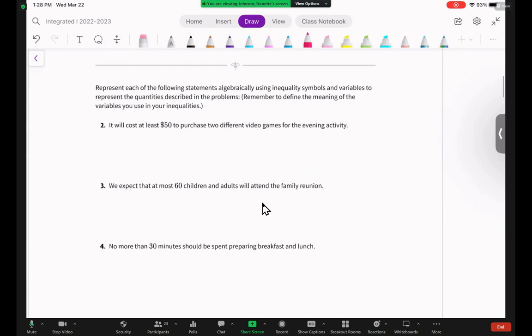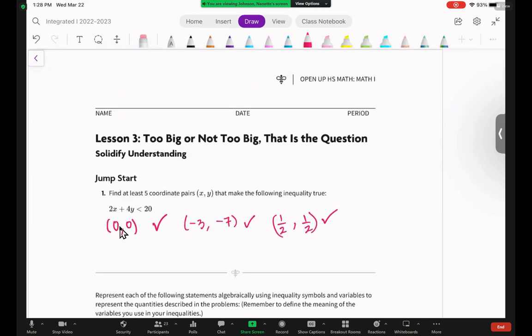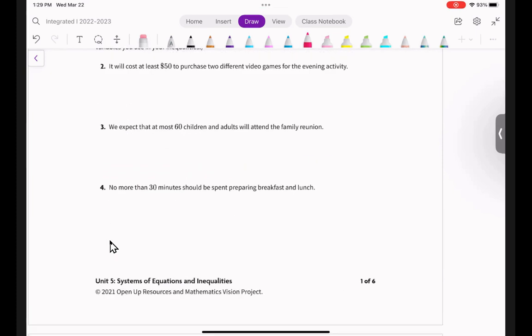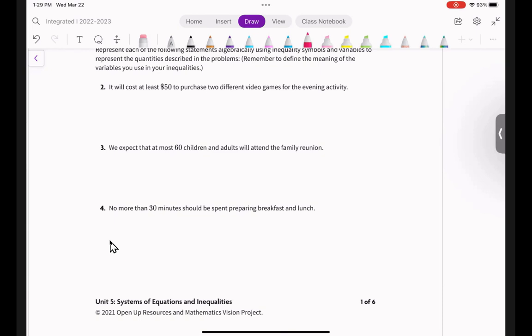Okay. It says represent each of the following statements algebraically using an inequality symbol and variables to represent the quantities described in the problems. Quantity means number, the numbers. Remember to define the meaning of the variables you use in your inequalities. This is a classic math thing because math in the real world never looks like this. Math in the real world looks like word problems. So it'll cost at least $50 to purchase 2 different video games for the evening activity.